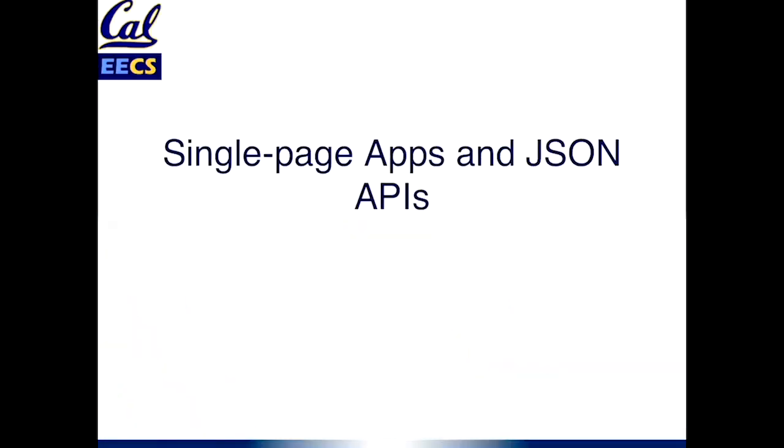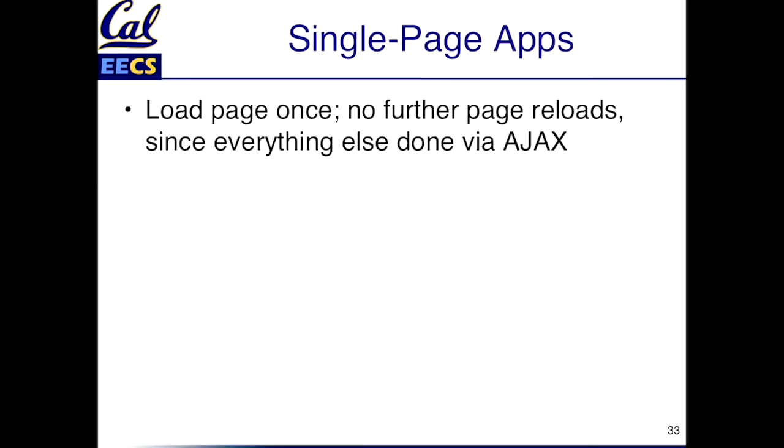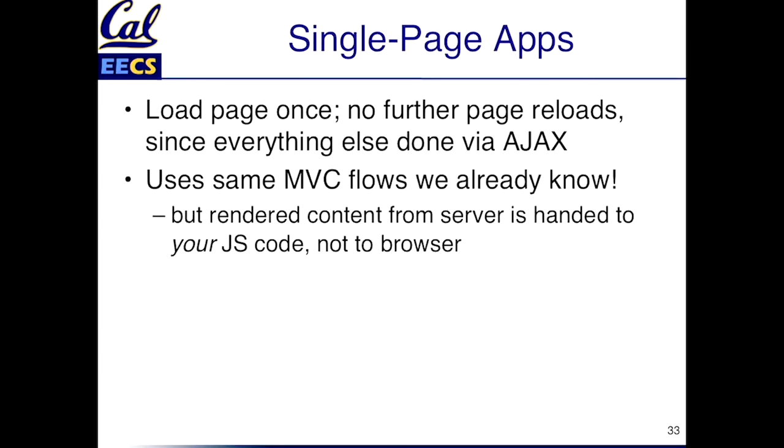Last bit of JavaScript, single-page apps and JSON. So what are single-page apps? These are things where you load the page once, and after that you don't load the page again. Everything else pretty much happens through Ajax. Pivotal Tracker is kind of an example. But again, the big message here is you already know all of the flows that are used to do this.